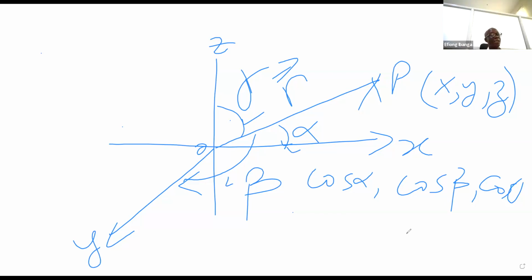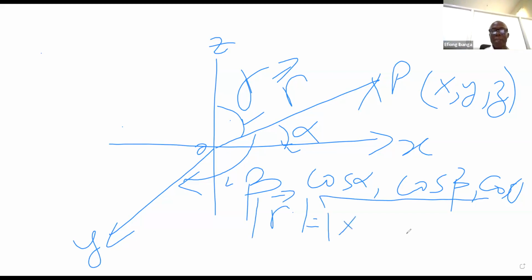But the most important thing to note here is this. Of course, how do we get the magnitude of my R vector? The magnitude of my R vector is going to be equal to the square root of x squared plus y squared plus z squared. Agree?